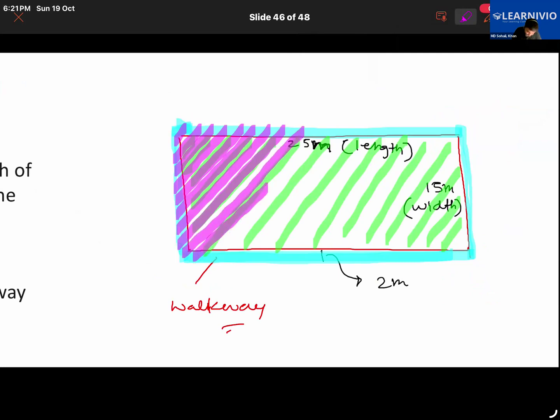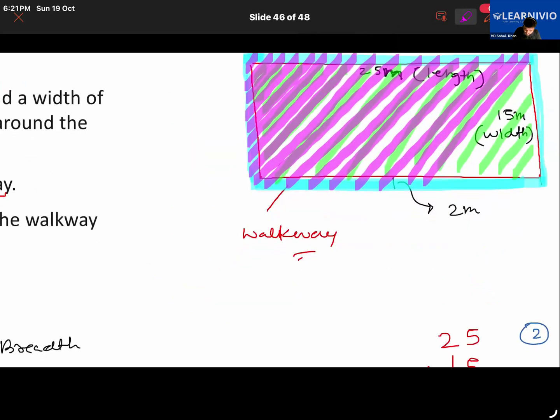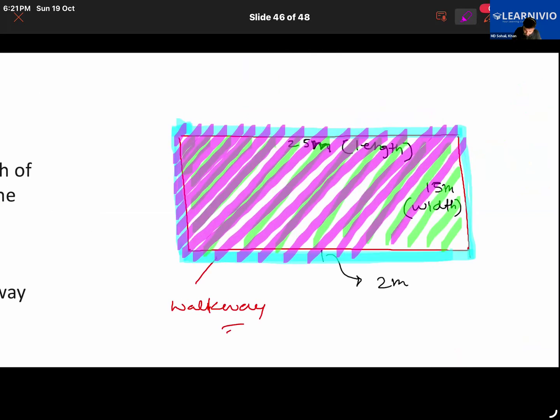Understand it now. The length and breadth of only the garden was given, that is 25 and 15 meters. That does not include the walkway. But in the question, the breadth of the walkway is given as 2 meters on every side. Do you have any idea how we find the new length and the breadth now?